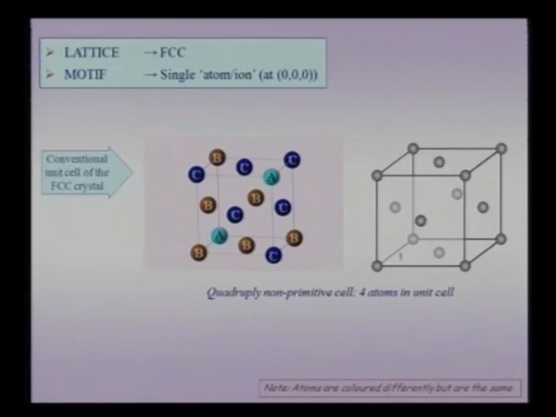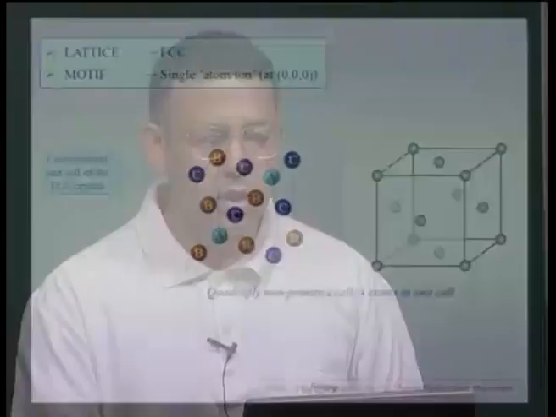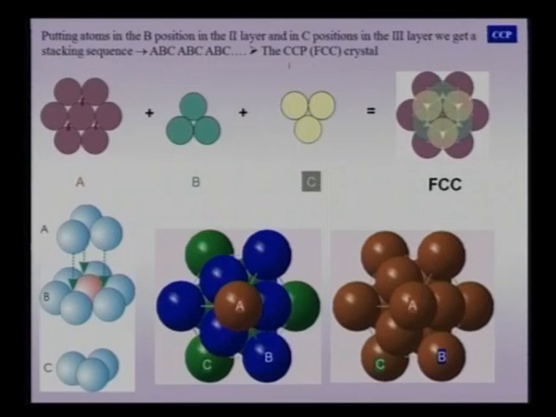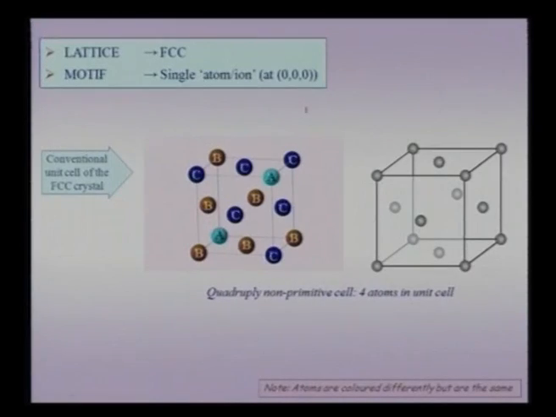Now as I said, we will look at this construction once again in detail using models, but before that let us look at what we call the conventional unit cell and try to correspond it to the packing which we have just now considered. Now we already know the lattice is FCC and the motif is a single atom or ion at, for instance, 0, 0, 0. Now I want to correspond my picture of ABC packing with the conventional unit cell of an FCC, which I have already considered before.